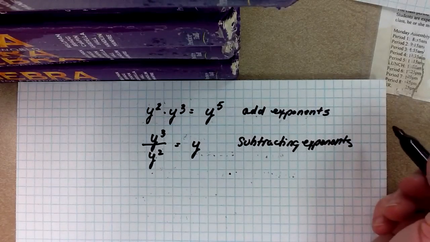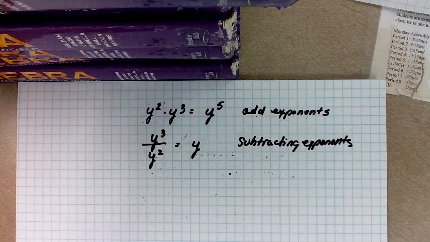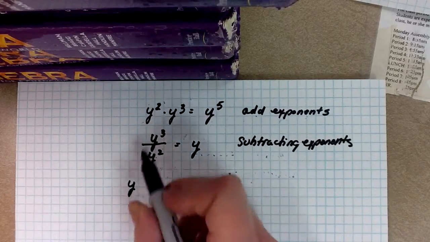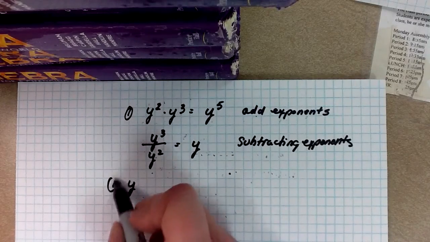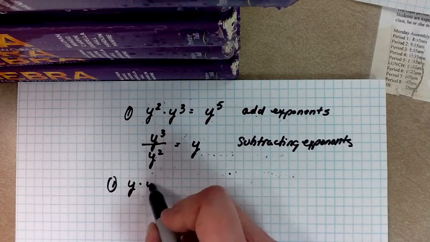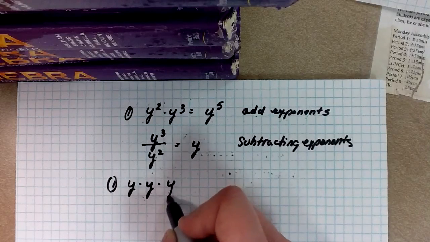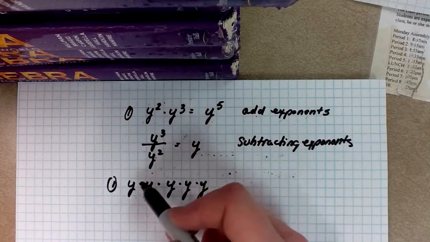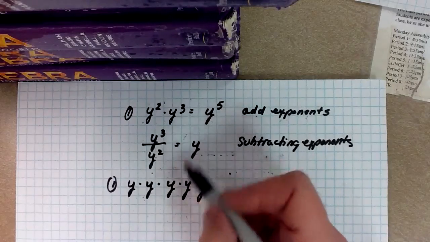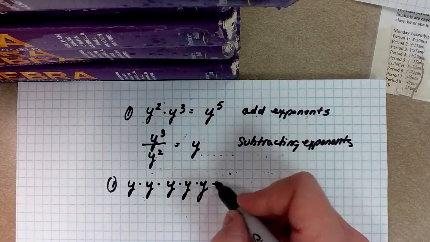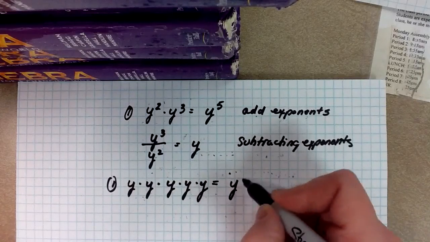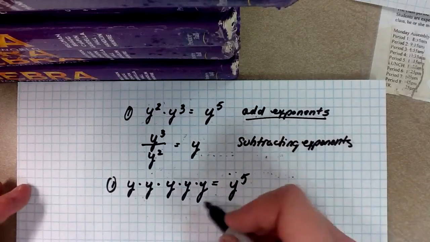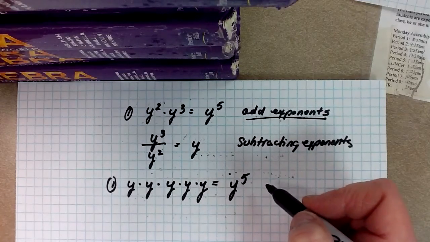Now let's talk about why this actually works. Well, if we go back to our thought process with expanded form, you would see that in the first case, this one here, you're talking about y times y times y times y times y. Okay? Y to the second power, y times y. Y to the third power, y times y times y. Well, what did we end up with? We ended up with y to the 5th power. So that's why adding the exponents works when you're multiplying.